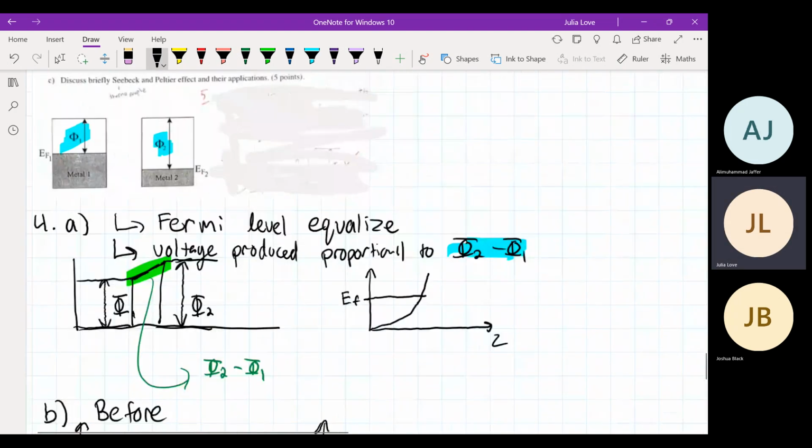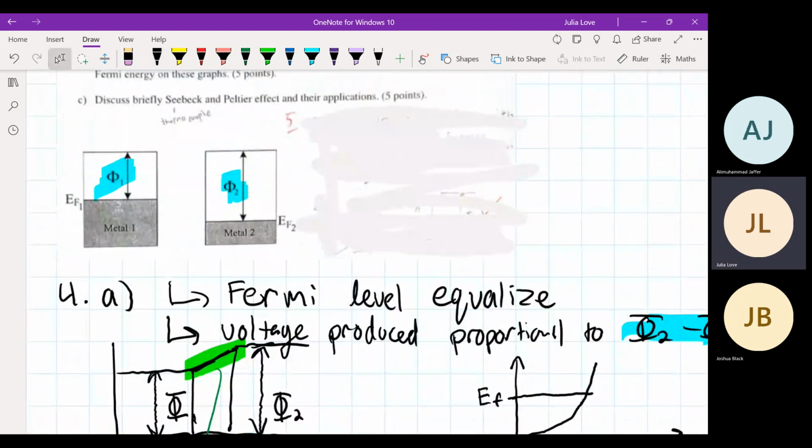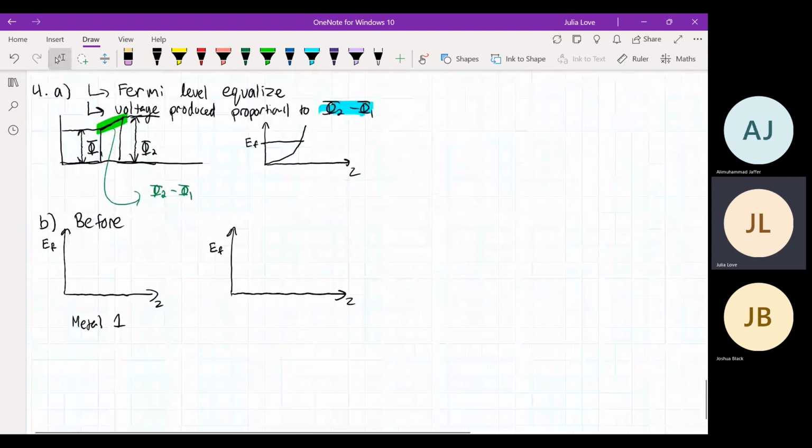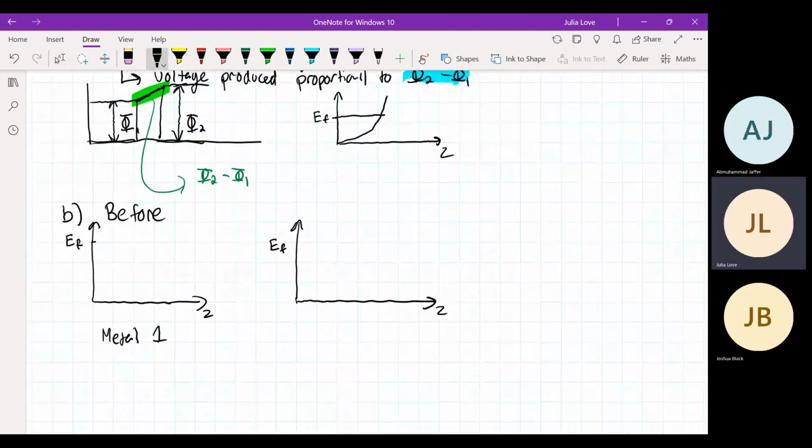And then looking at these above, we know that metal 1 has a higher Fermi energy than metal 2 before. So just make sure that that's represented on the graphs. This one in red, then this one is a bit lower, and they still follow the same trend up.